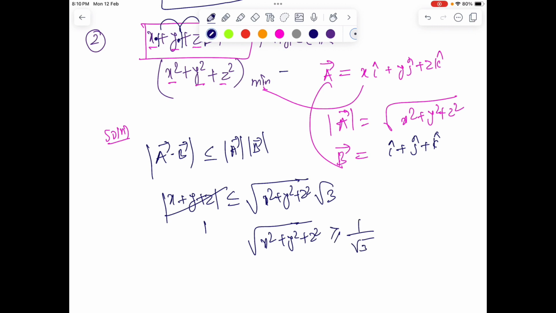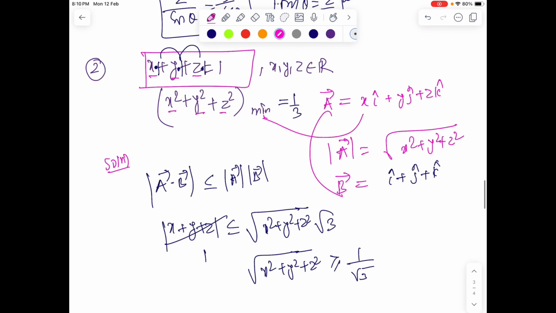Now this quantity is already 1. So root over x square plus y square plus z square will be greater than or equal to 1 by root 3. Hence after squaring, this answer is 1 by 3.